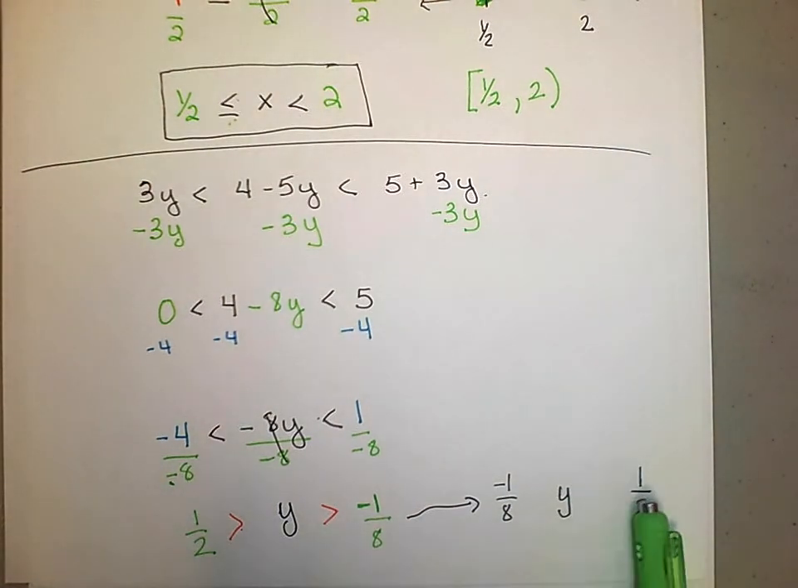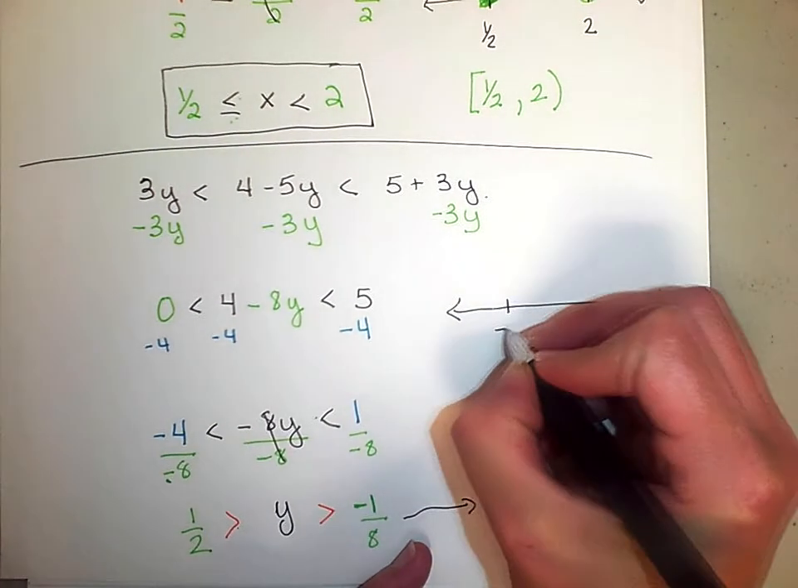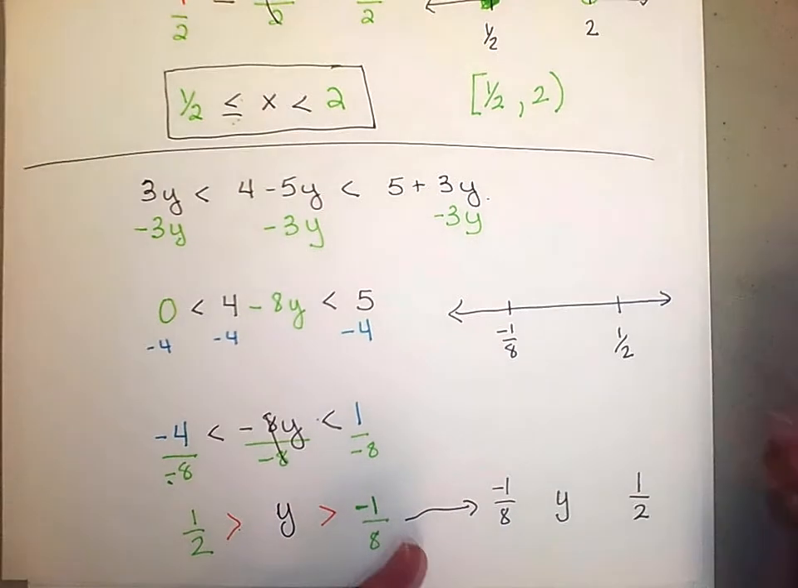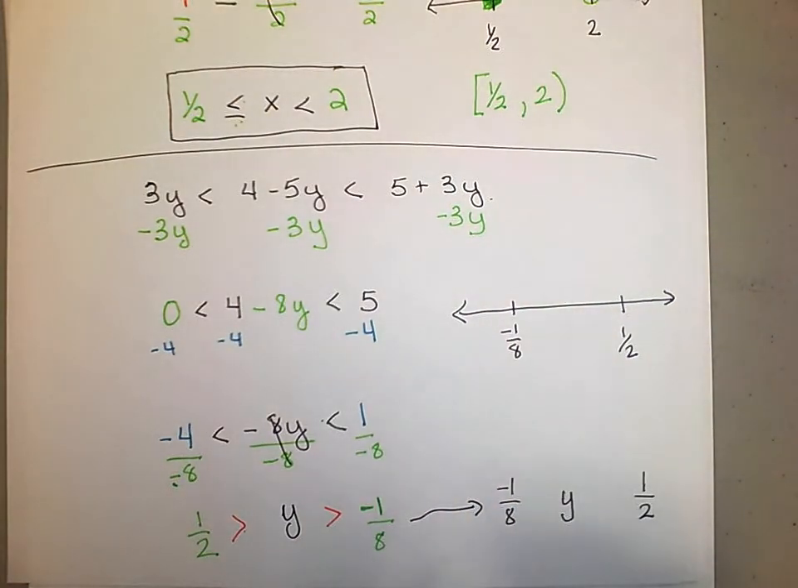if I was to write it this way, so this is what I mean on the number line. Okay. Negative 1/8 is less than 1/2. And so I like writing it this way so I can figure out how to fill in the number line.